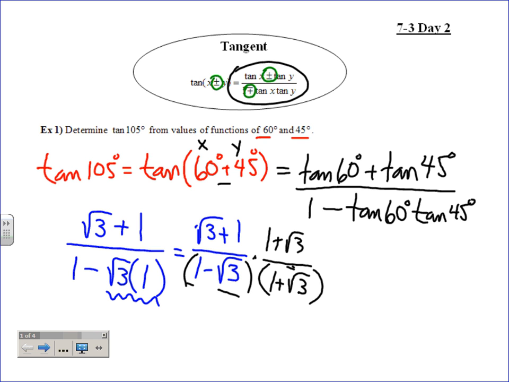Same thing. Now some of you are saying, oh, we got to FOIL the top and the bottom. Well, you can if you want. I personally am not going to. Because here's how I view the top. Isn't it the square root of 3 plus 1 times itself? Isn't that really what it is? And that's how I will let you write that.